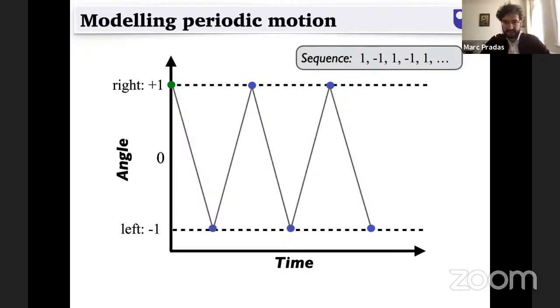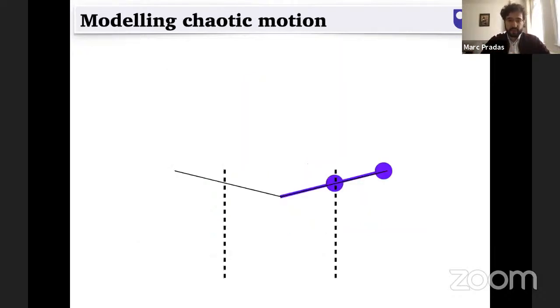The idea is that even though we have removed a lot of information from the continuous motion, this discretized sequence of numbers is enough to tell us that the motion behind this object is periodic, because it is a sequence where two numbers repeat over and over. This, of course, is a very simple example of periodic motion. And we could repeat the same with a double pendulum.